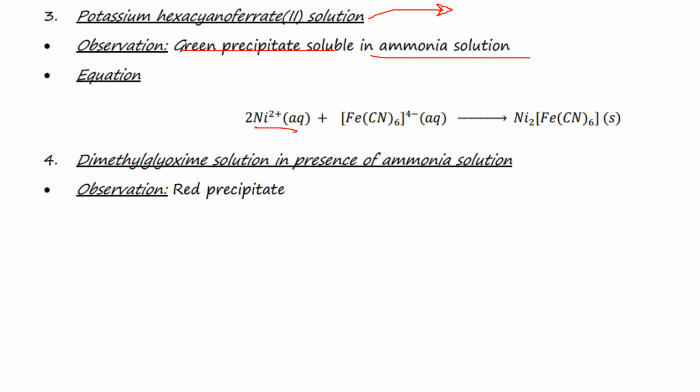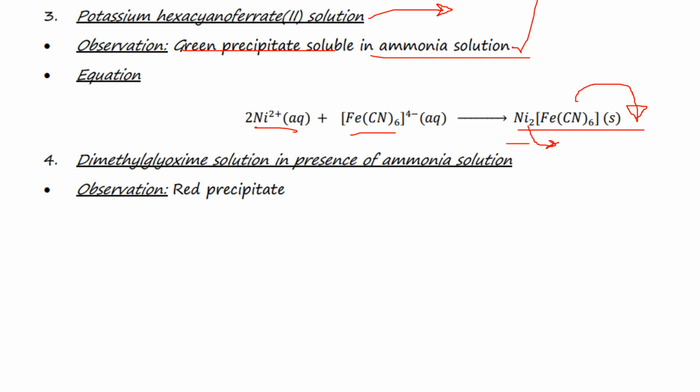So nickel 2 ions react with hexacyanoferrate 2 ions from potassium hexacyanoferrate to give us a complex which is a green precipitate. But when you subject this precipitate to excess ammonia solution, ligand exchange is going to take place, and you're going to form a complex of ammonia, which is hexaamine nickel 2 ion, which exists as a blue solution. But here we just need the observation of green precipitate which is soluble in ammonia, full stop. You do not give further observations.